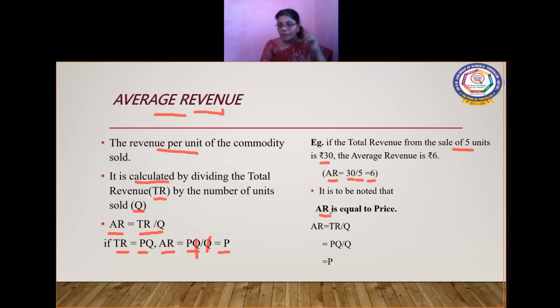You have to keep in your mind that average revenue is equal to price. So this is the mathematical formula. Average revenue equals total revenue by quantity. Already I showed you how we got it. We cancel this Q and Q and we will get the price.